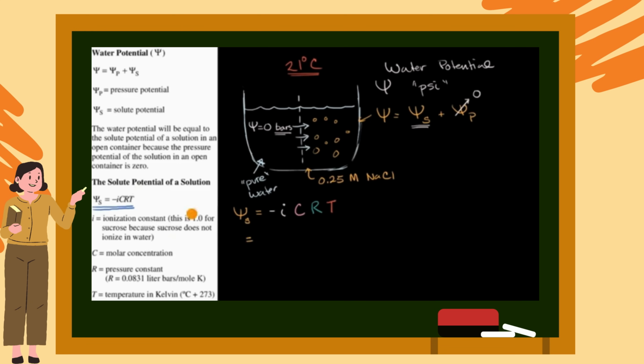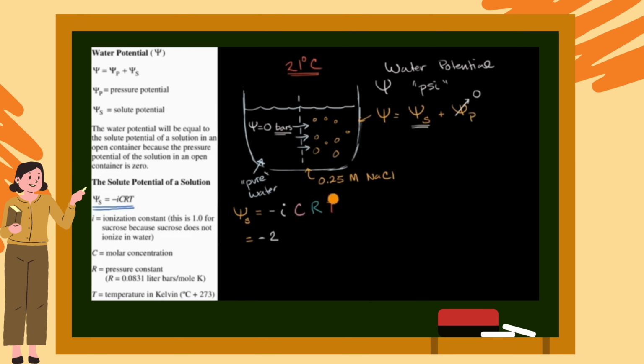This is going to be equal to, it's all going to be negative because these are going to be positive values. So I is known as the ionization constant, and one way to think about it is, for every molecule of solute, how many particles does it dissociate into when you put it into the water. If I take a molecule of sodium chloride, we know that when we put it into water, it's going to dissociate into sodium ions and chloride ions, so 2 ions for every 1 molecule of sodium chloride. So here our ionization constant is going to be equal to 2.